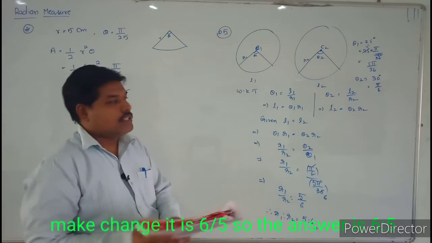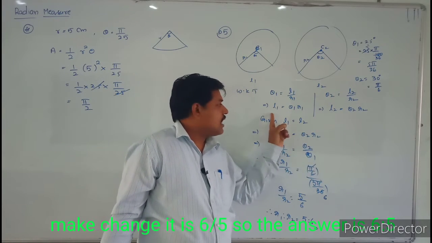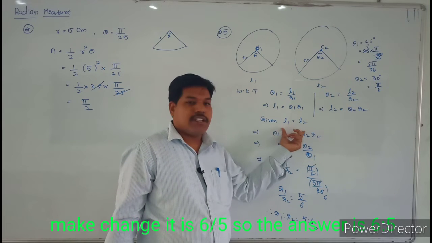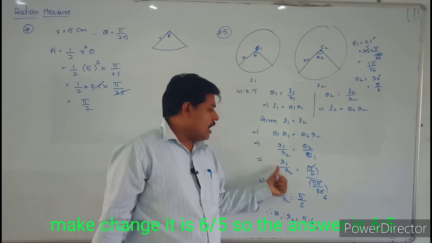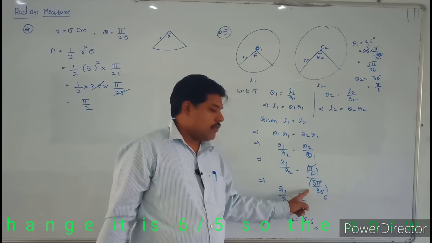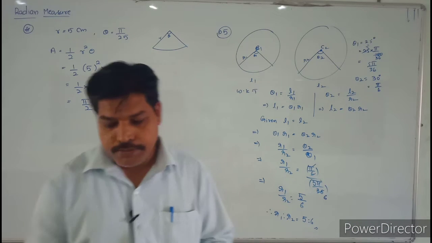See that one, students. They are given that L1 is equal to L2. The L1 formula is theta 1 into R1, and L2 is theta 2 into R2. Just equate both and you get the condition R1 by R2 is equal to theta 2 by theta 1. Replace the theta 2 and theta 1 values and you will get the answer.